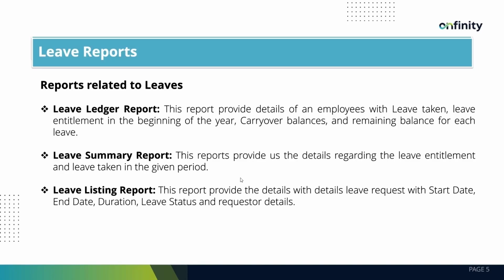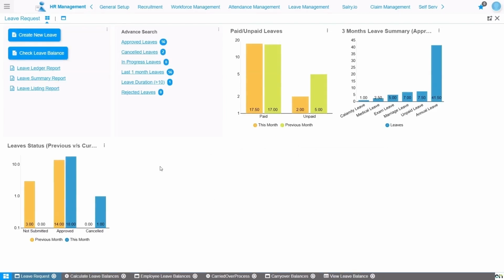The second report will detail leave entitlement and leave taken during a specified period. Finally, the Leave Listing Report will provide details such as start date, end date, duration, leave status, and requester details. Now, let's move on to the system and review each report one by one.